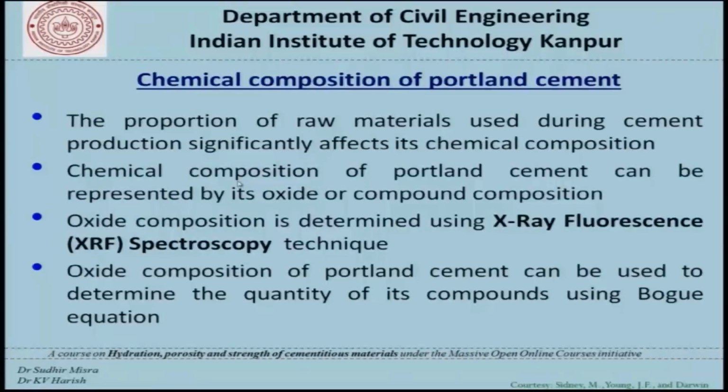Chemical composition of Portland cement can be represented either in terms of oxides or in terms of compounds. The oxide composition are usually determined using X-ray fluorescence spectroscopy technique. Oxide composition of Portland cement can be used to determine the quantity of compounds using Bogue's equation.